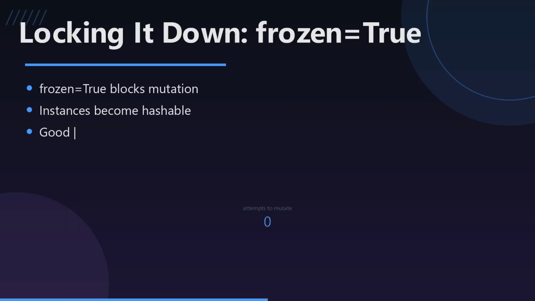Sometimes you want a value that can't change once created. Think of a config setting passed around your whole app. Add frozen equals true, and any attempt to reassign a field raises an error instead of silently corrupting your data.